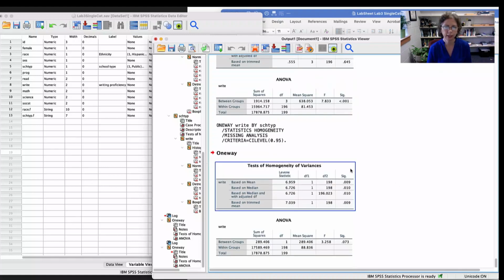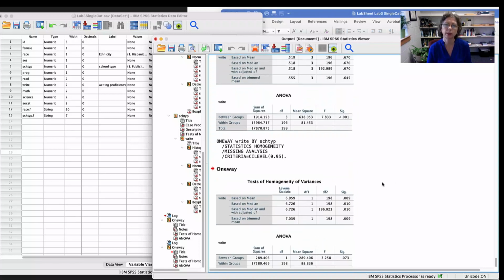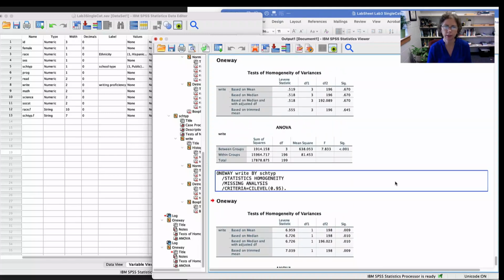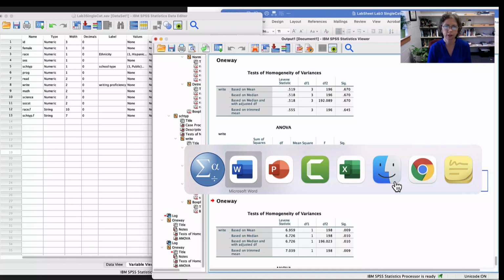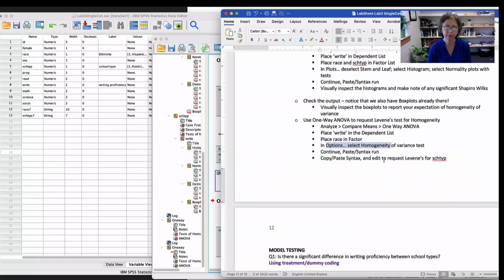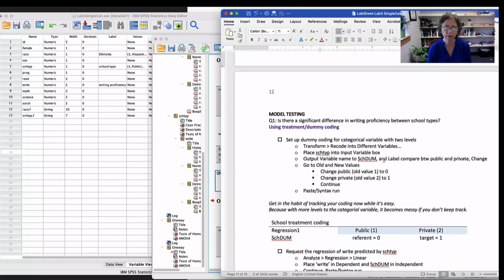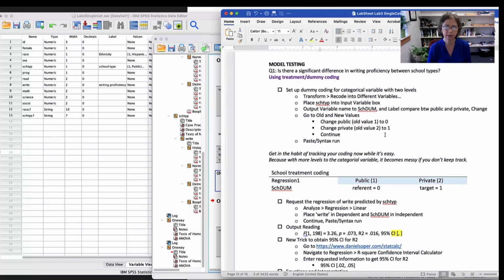So we have our tests, we have our Levenes, we have our box plots for visual inspection. Let's see what's next here. We're ready for model testing. And again, once you have your preliminary work done, it's a good time to start your write-up. Go ahead and start explaining to your reader what's going on with that data set.